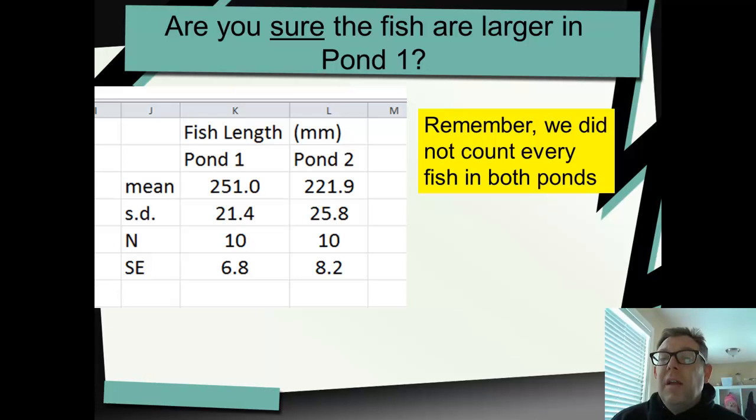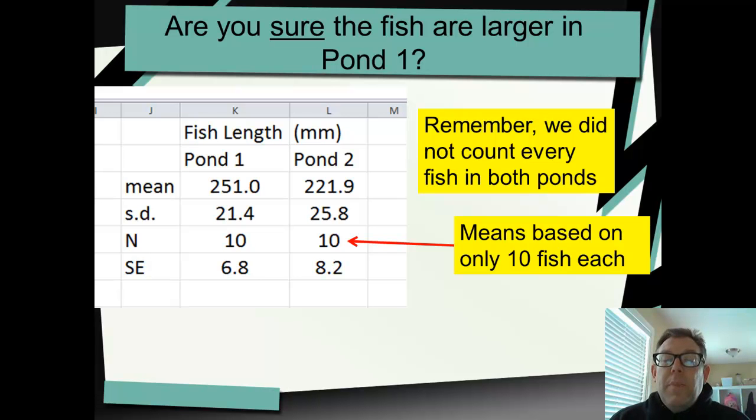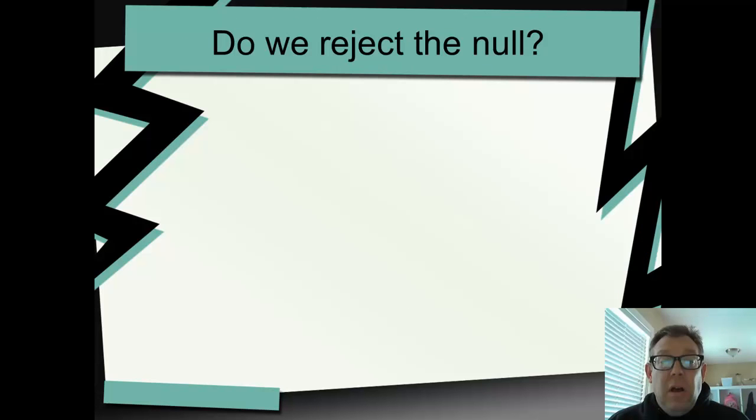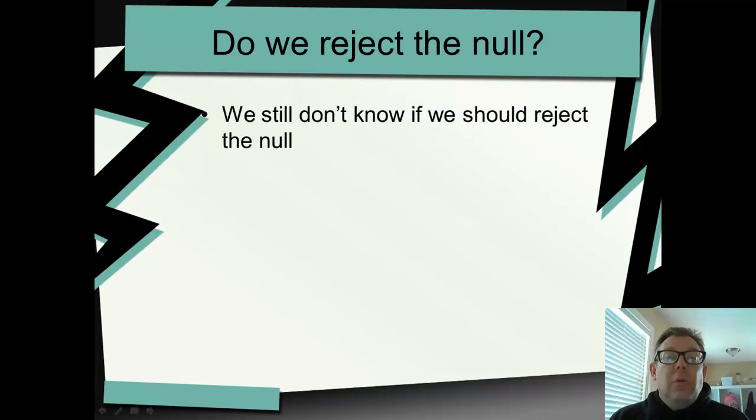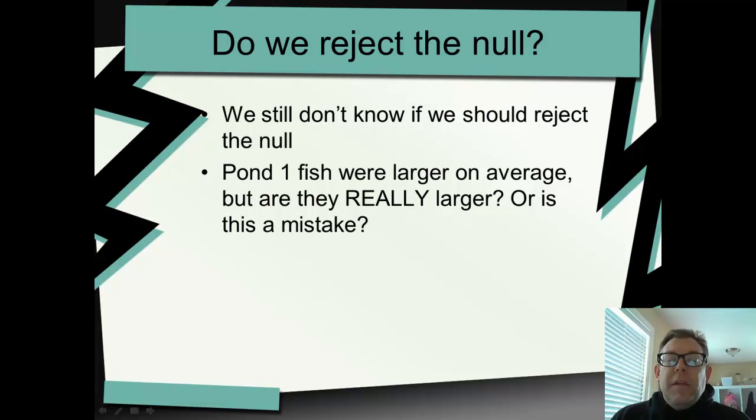We took a sample, so there's always a chance of error. These means are only based on 10 fish out of each pond. Is it possible that we just accidentally grabbed 10 of the larger fish in pond 1 and 10 of the smaller fish in pond 2? That's possible, right? And so, although these descriptive stats are very useful and help us understand and get a summary of the data that we've collected, we still haven't made much progress toward making a decision about the null. So do we reject the null? We still don't know. We see that the mean of one is bigger than the other, but how sure are we that the fish actually are larger in pond 1? We don't really know. We only base that on 10 fish. Is it possible that it's a mistake, and that in our sample we just happen to get larger fish in pond 1?